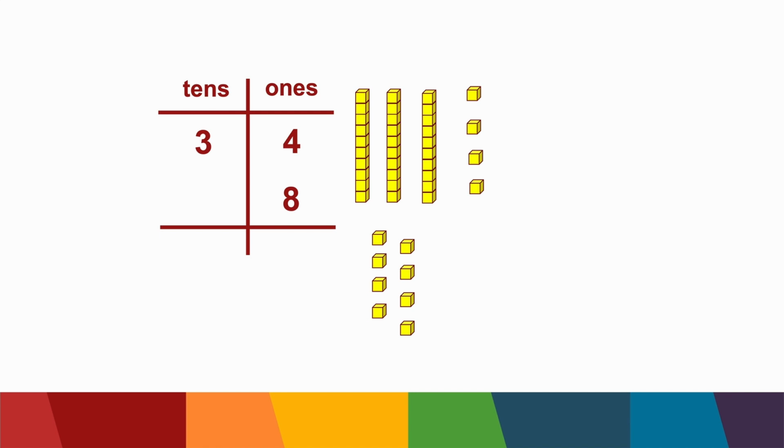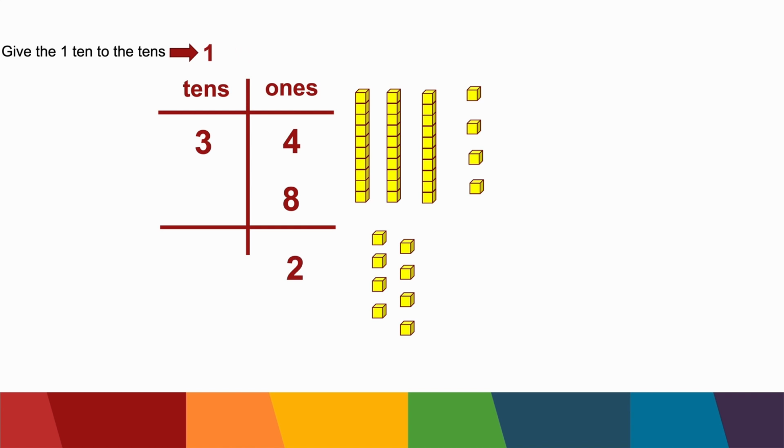Here we have 34 plus 8. Starting in the ones column, 4 plus 8 equals 12. That 12 is actually 1 ten and 2 ones. You have to give the 1 ten to the tens column where it belongs.